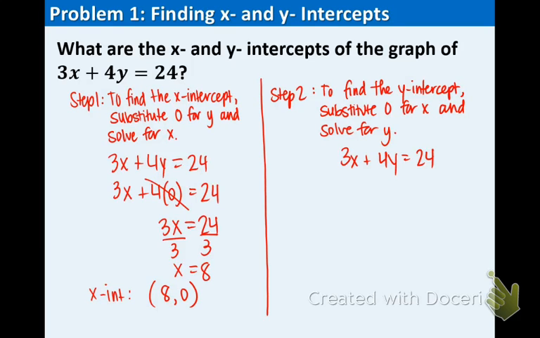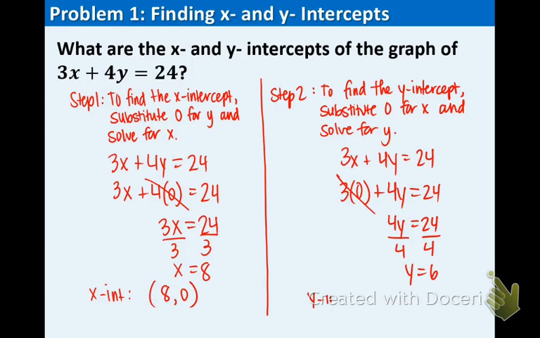Okay, here we go. We have the equation written again. Take the 0 and substitute it in for the x this time. And remember, when we multiply by 0, that takes it away. So we have 4y equals 24, a one-step equation. Divide both sides by 4, y equals 6. So the y-intercept in coordinate form is (0, 6). Feel free to pause here if you need to catch up.